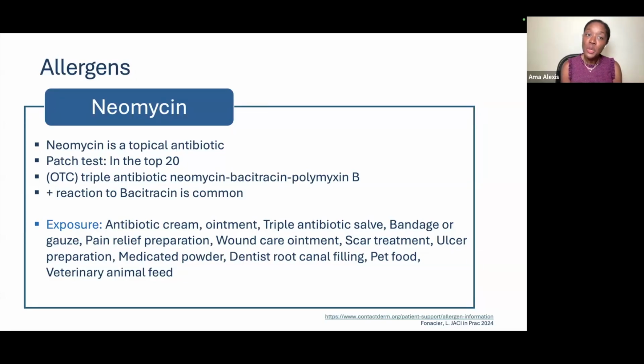So often patients who are responsive to neomycin often also react to bacitracin. And again, you can find it just in the antibiotic ointment or cream, in bandages if they add that to the bandage, or in gauzes, wound care ointments, scar treatments, ulcer preparations, medicated powders, dental root canal fillings. This is important too, right? And then interestingly enough, also in pet foods and veterinary animal feed as well.